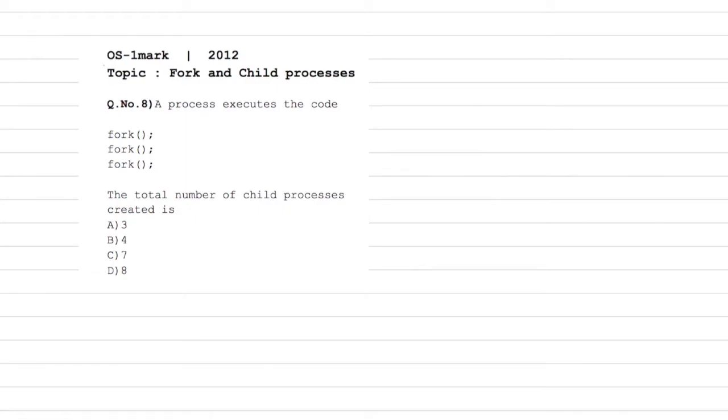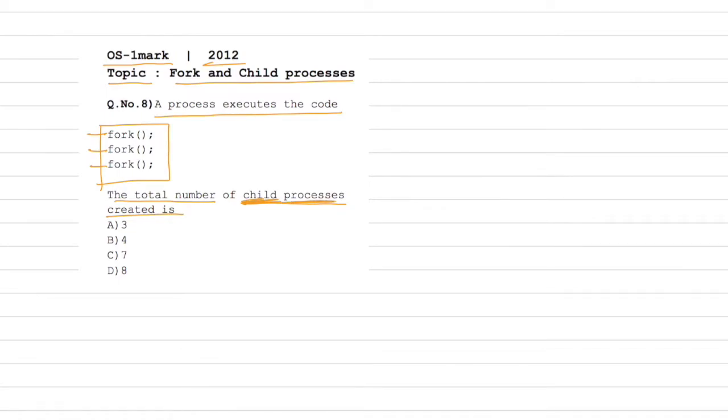So in this video, we're going to see an operating system question from GATE 2012, and the topic is fork and child processes. Now the question reads, a process executes the code. So this is the code that the process executes. It is nothing but 3 fork system calls back to back. And we are supposed to find the total number of child processes created. So we're going to find the total number of child processes that this piece of code creates.